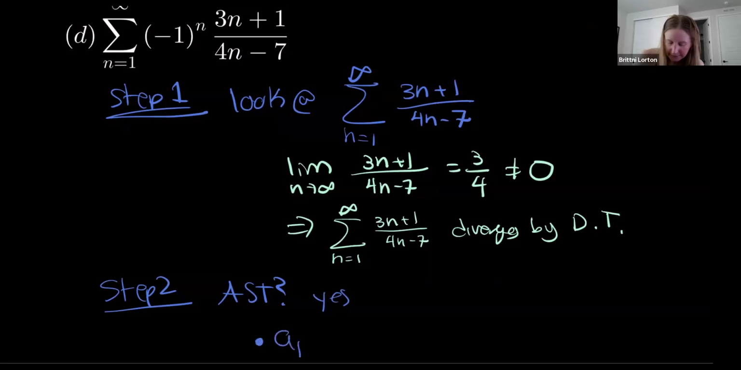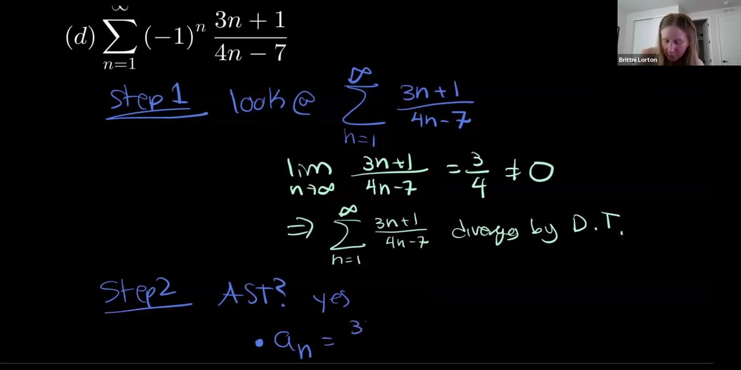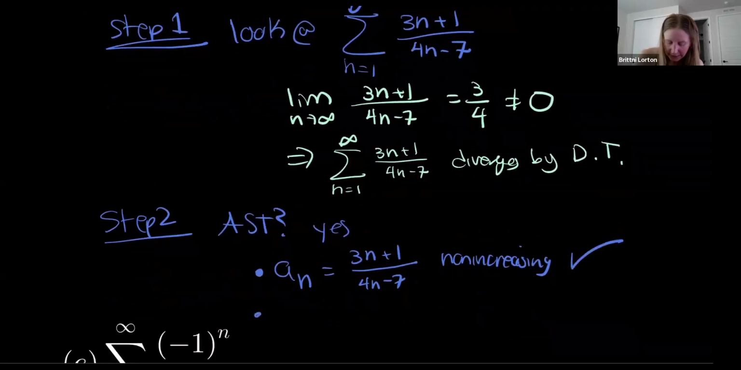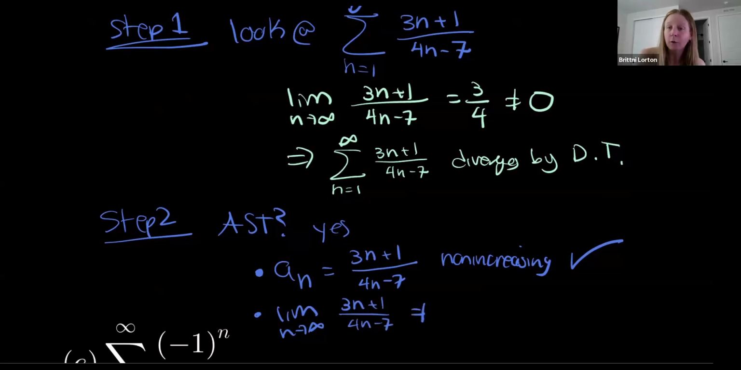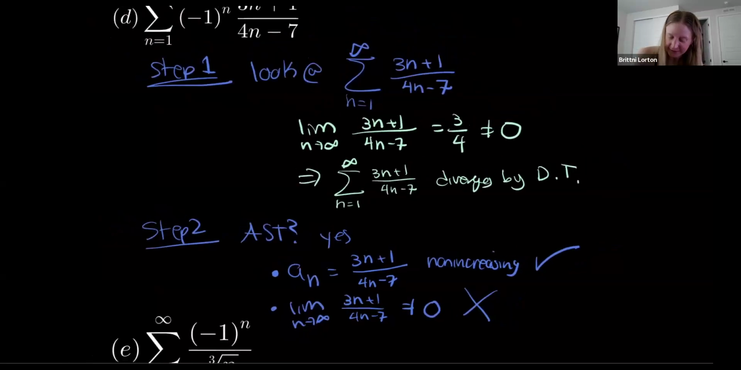A sub k, or I guess A sub n in this case, was 3n plus 1 over 4n minus 7. And is that non-increasing in magnitude? You can graph it if you'd like. Take the limit as n goes to infinity of 3n plus 1 over 4n minus 7. Did it equal 0? No. So it failed the alternating series test.